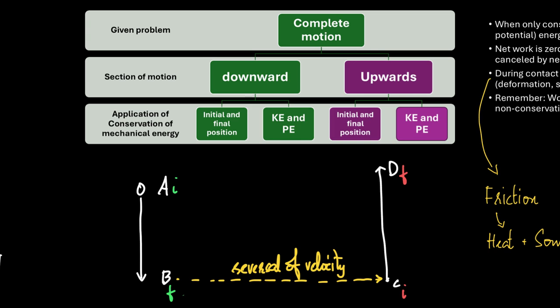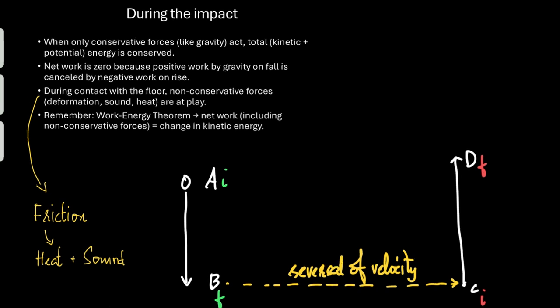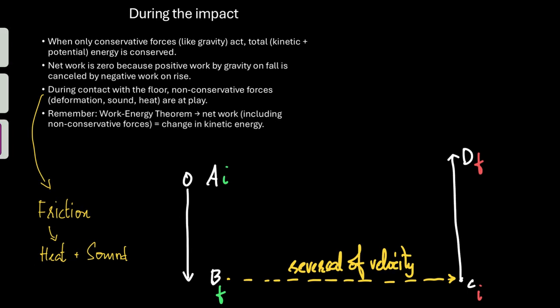So far, good? Now, during the impact, when only conservative forces like gravity act, total energy, which is the kinetic energy plus potential energy, is conserved. Net work done is zero because positive work by gravity on fall is cancelled by negative work on rise. Let us not spend much time on that.